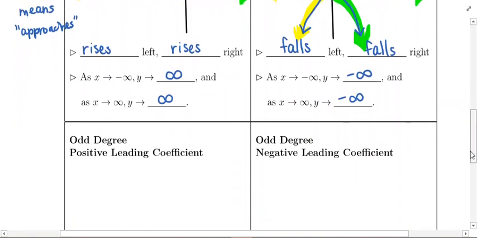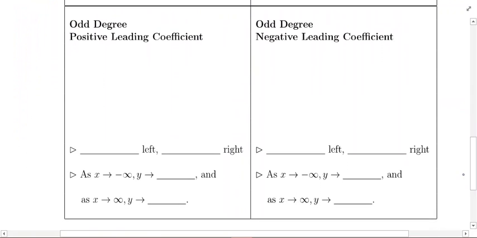All right, let's get into what happens if you have an odd degree. So odd degree, we need to look at if you have an odd degree and a positive leading coefficient, and then if you have an odd degree and a negative leading coefficient. Let's start with odd degree, positive leading coefficient.